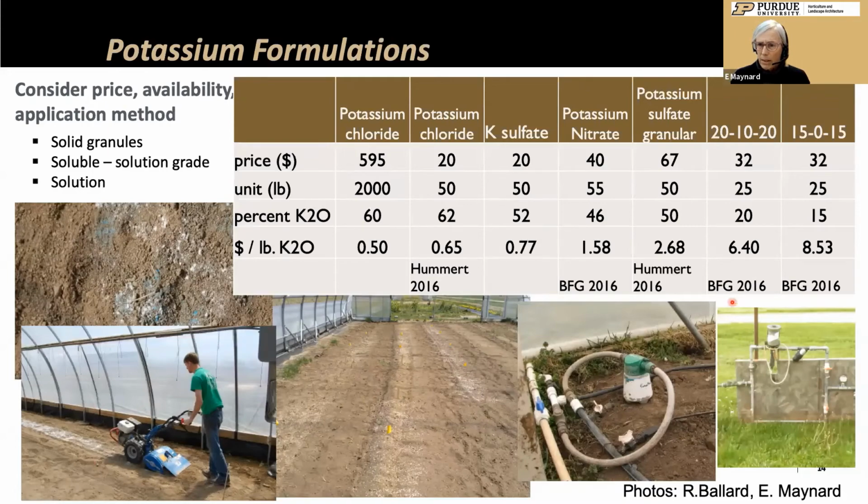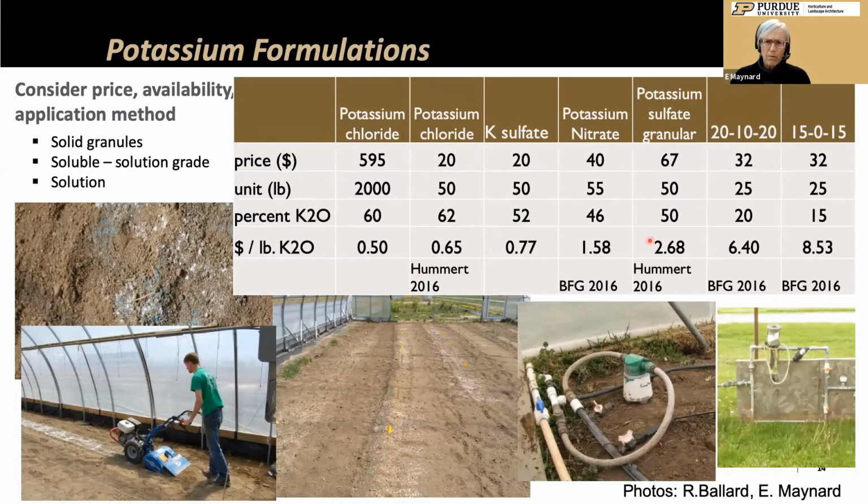All of those are things to consider in picking the one that's going to be best for you. The table here is an example of the variation in price per unit per pound of potassium. So you can see if you're buying a ton of potassium chloride, you're getting that potassium for like 50 cents a pound. If you're buying a 50-pound bag, you're still under $1. Potassium sulfate, 50-pound bag, still under $1. But as you get into some of the other products, you'll be paying more than $1 per pound.